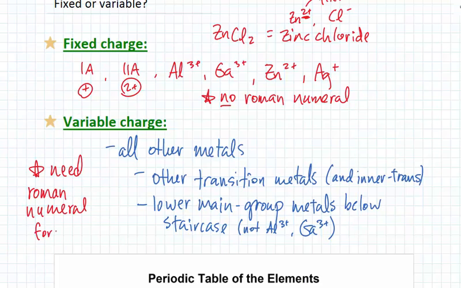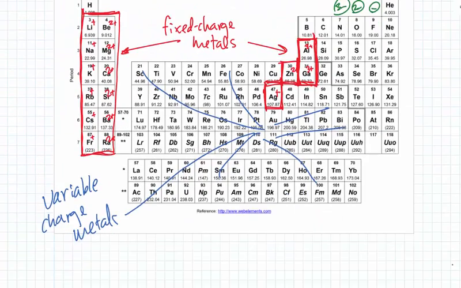So variable charge metals, for those we need the Roman numeral for the charge. Or the plus charge. That's actually right, because they're all going to be positive because they're metals. But if you encounter any of those variable charge metals, any of these, all through here, those need the Roman numeral. So practice that a bit more.